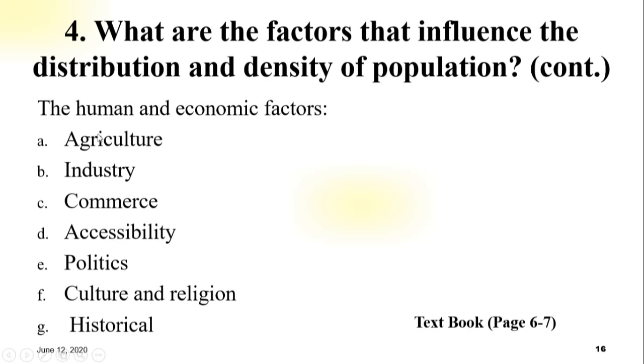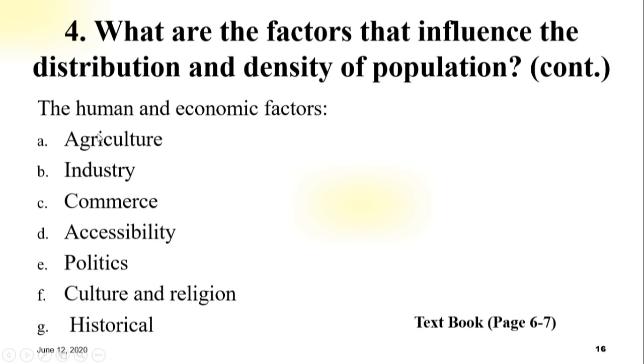Again, for the human and economic factors, there are 7. 1, agriculture. 2, industry. 3, commerce. 4, accessibility. 5, politics. 6, culture and religion. 7, historical. All these points of the human and economic factors you have to read in the textbook on page 6 to 7. I hope you will join with me together.